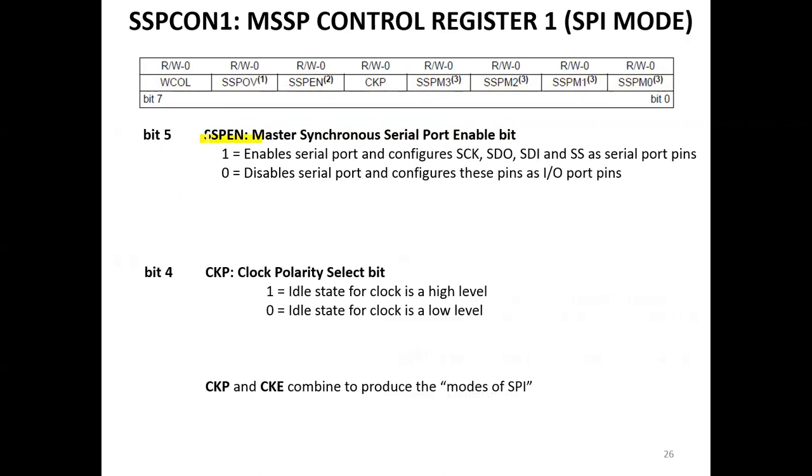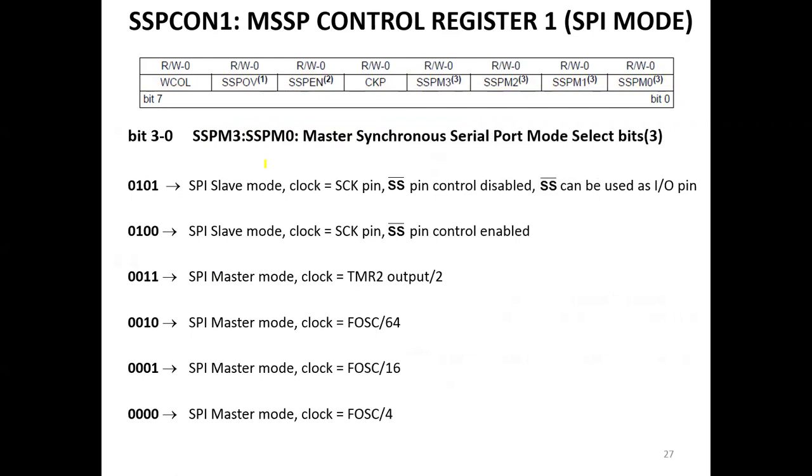So I've seen the SSP enable, the CKP, and these are the 4 bits that we need for the configuration. So if you have 0, 0, 0, that means we have SPI in master mode. And the clock will be the frequency of the oscillator divided by 4. So the clock, that means the clock of the transmission.